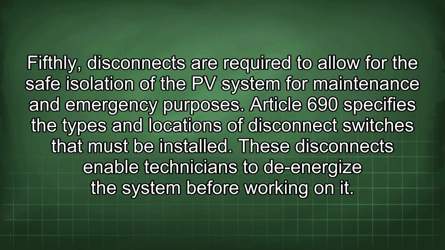Fifthly, disconnects are required to allow for the safe isolation of the PV system for maintenance and emergency purposes. Article 690 specifies the types and locations of disconnect switches that must be installed. These disconnects enable technicians to de-energize the system before working on it.